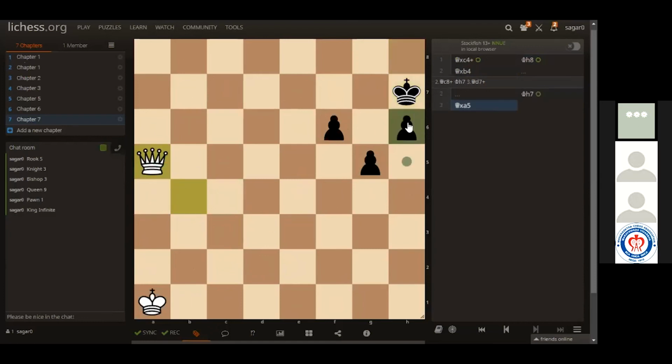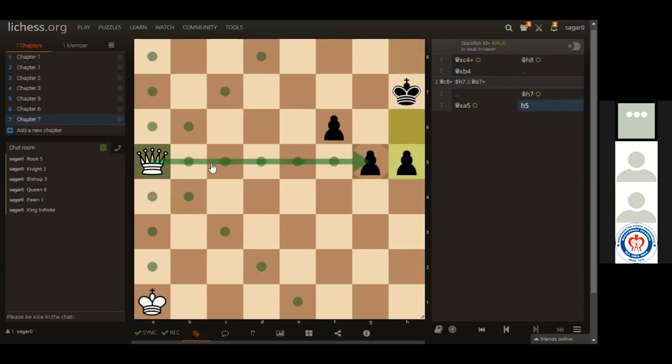Now it can move. Okay, this time let's move pawns also. It can move G5. You're right.